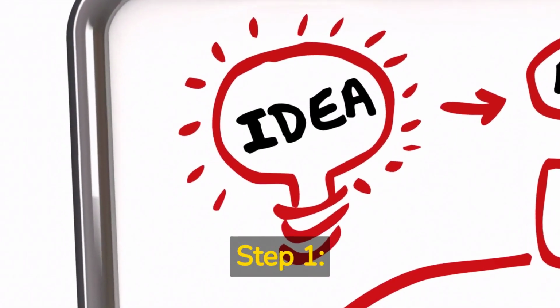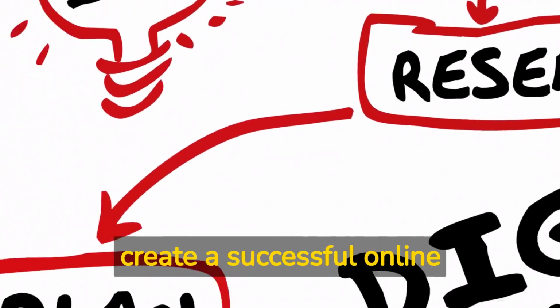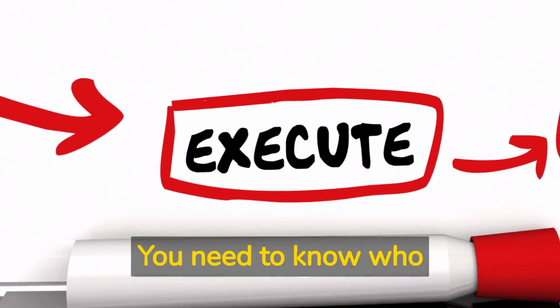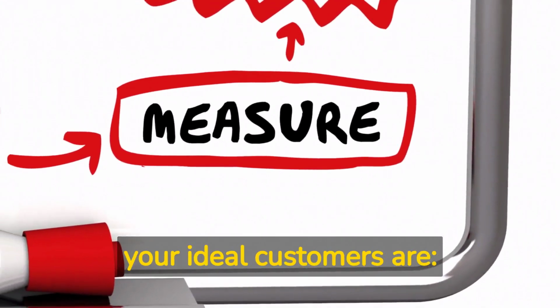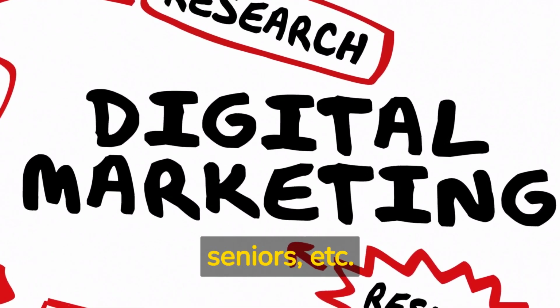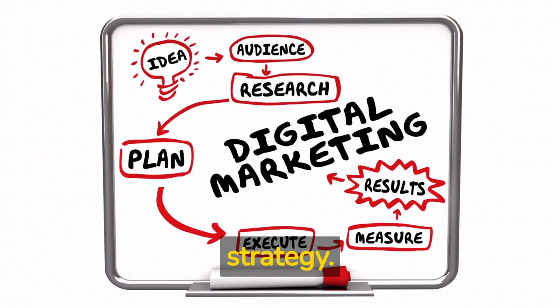Step 1. Identify your target audience. The first step to create a successful online real estate business is to understand your target audience. You need to know who your ideal customers are: university students, young professionals, families, seniors, etc. This will help you create an effective marketing strategy.